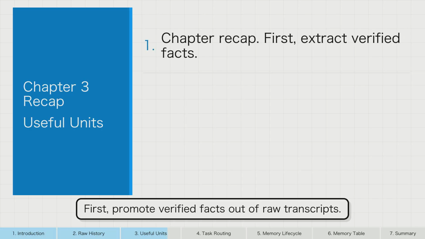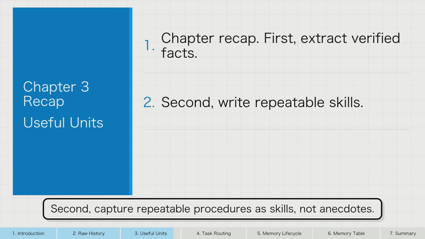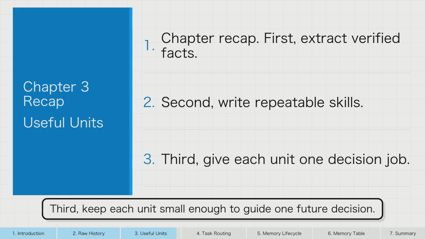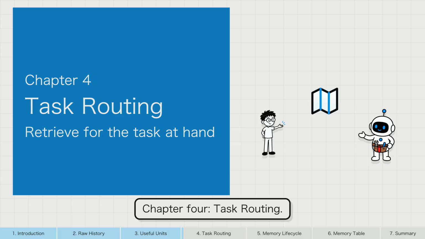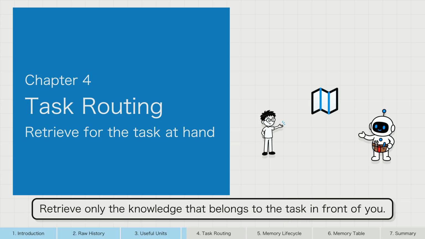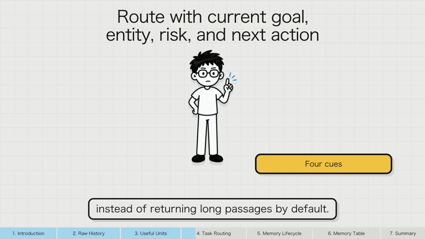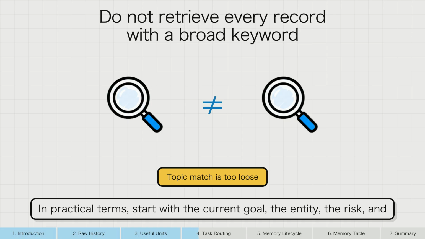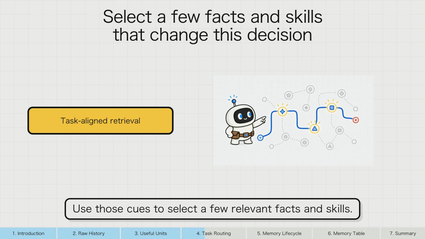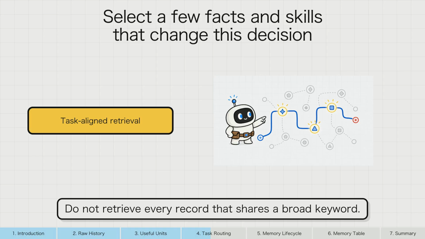Chapter Recap. First, promote verified facts out of raw transcripts. Second, capture repeatable procedures as skills, not anecdotes. Third, keep each unit small enough to guide one future decision. Chapter 4, Task Routing. Retrieve only the knowledge that belongs to the task in front of you. Plug-MEM uses high-level concepts and inferred intent as routing signals instead of returning long passages by default. In practical terms, start with the current goal, the entity, the risk, and the next action that needs support. Use those cues to select a few relevant facts and skills. Do not retrieve every record that shares a broad keyword.